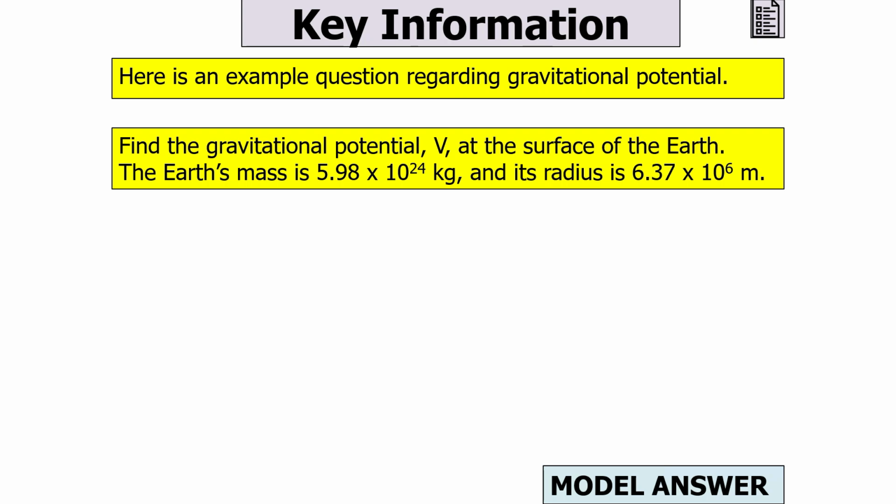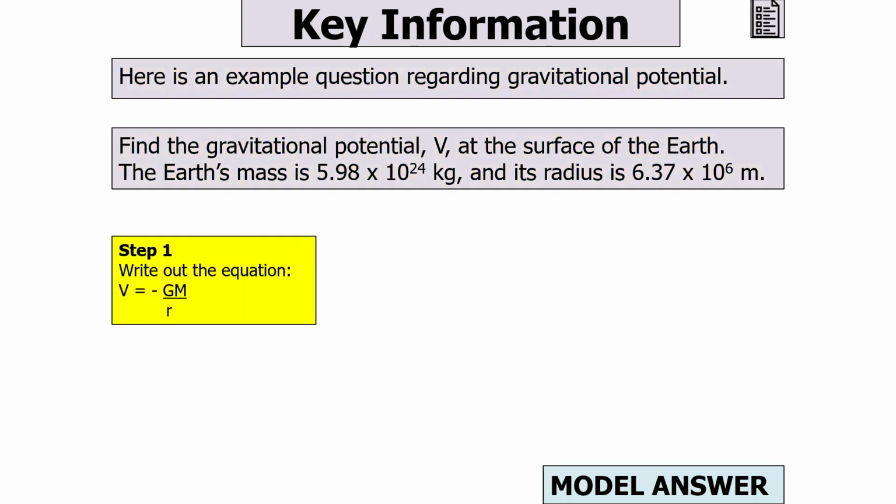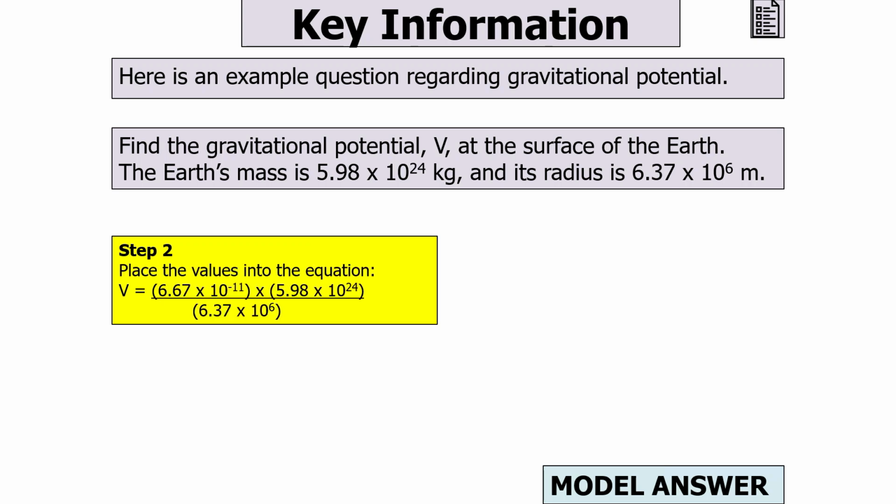Find the gravitational potential V at the surface of the Earth. The Earth's mass is 5.98 times 10 to the 24 kilograms, and its radius is 6.37 times 10 to the 6 meters. Our first step is to write out the equation, V equals minus GM over r. The second step is to place the values into the equation. V equals minus 6.67 times 10 to the minus 11 times 5.98 times 10 to the 24 over 6.37 times 10 to the 6.